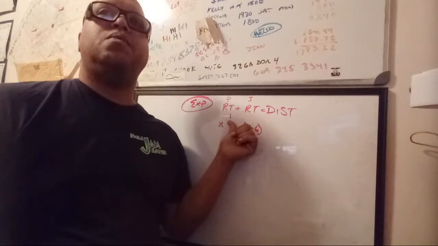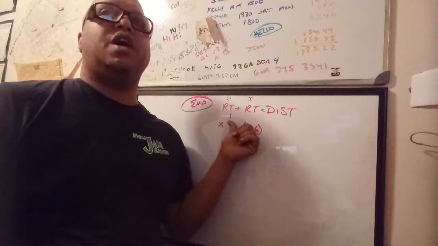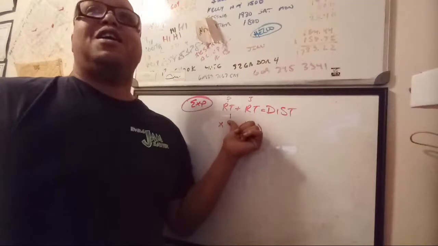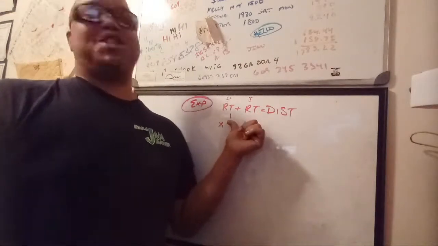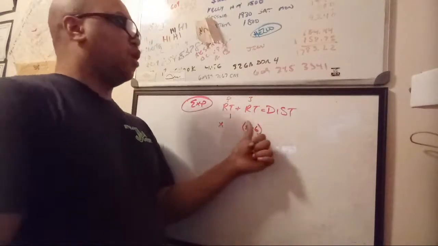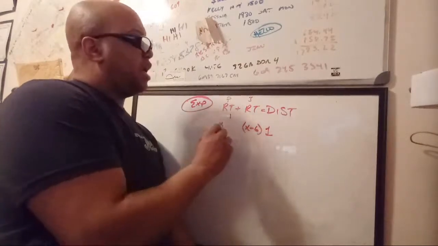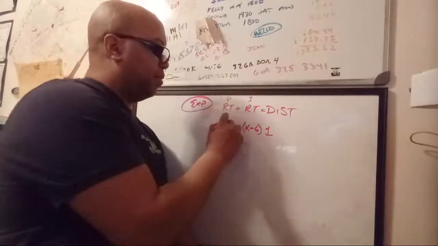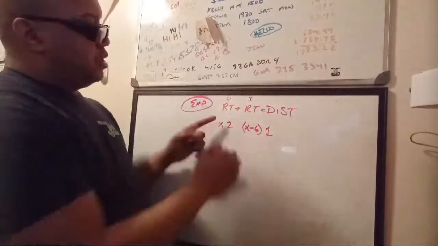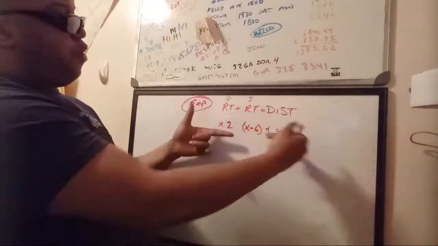It says... it doesn't say... wait, yeah, it does. For an hour. So JD rolls for 1 hour, right? So how many hours was Perry traveling? 2. Good job. All right. So notice how, equals 174. Everything in the formula came down, didn't it?